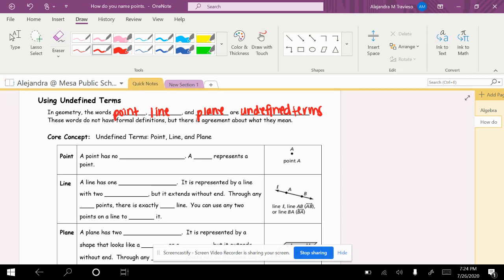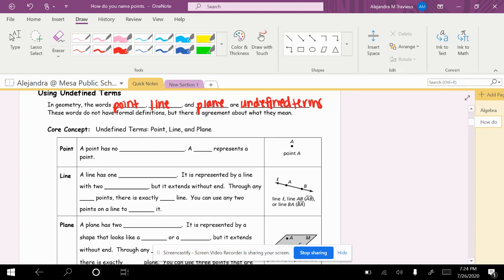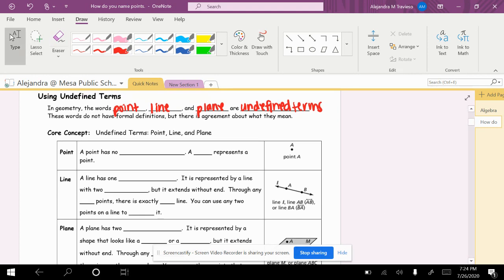So these words do not have formal definitions, but there is an agreement about what they mean. So it's kind of like slang. So we all know what different slang terms mean, but sometimes you have a hard time putting a definition to it. So this is what we're doing.